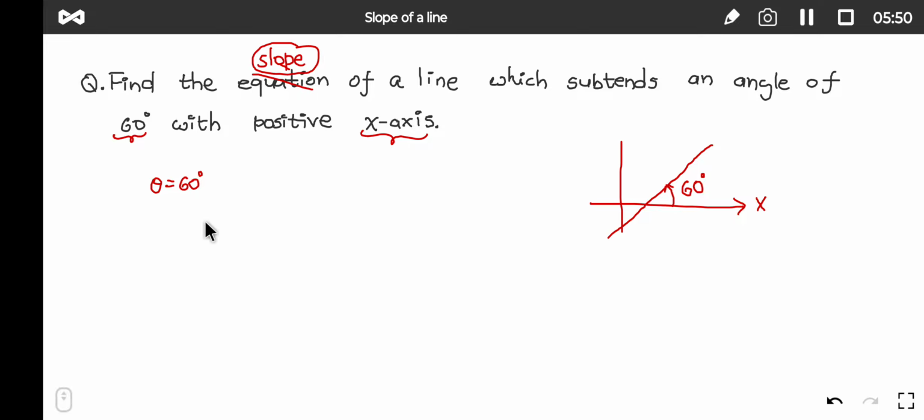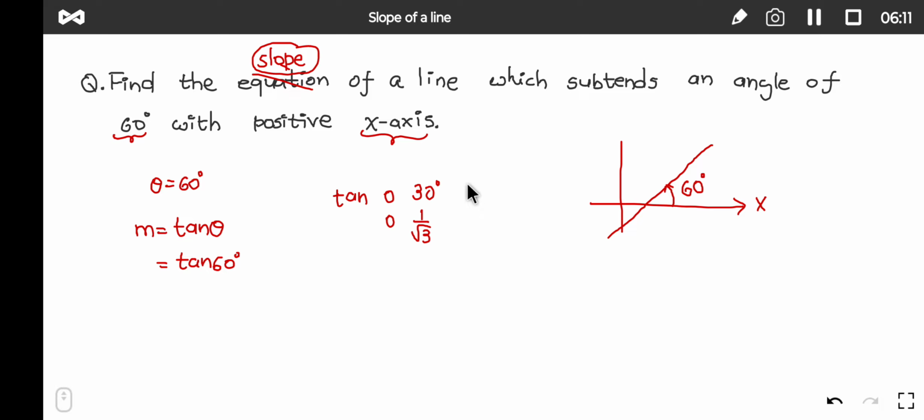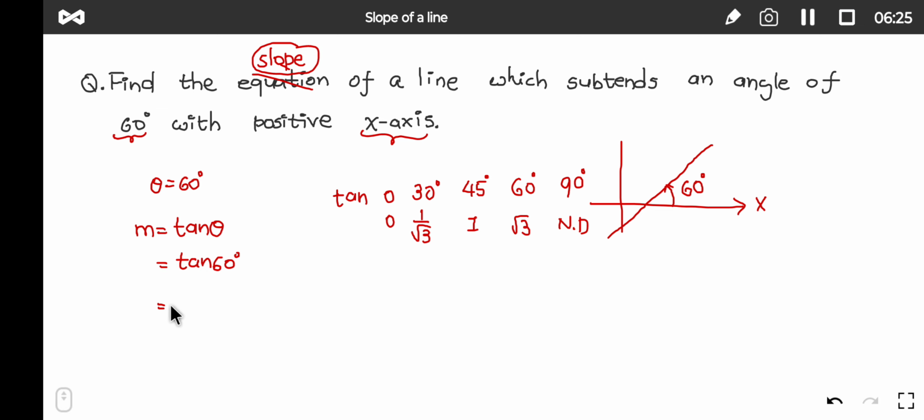In this question, theta is given, which is 60 degrees, and we have to find the slope. To find a slope when theta is given, we have the formula m is equal to tan theta. So tan 60. Now remember the values: tan 0 is 0, tan 30 degrees is 1 by root 3, tan 45 is 1, tan 60 degrees is root 3, and tan 90 degrees is not defined. So here we have tan 60 degrees, that means the answer is root 3. So the slope of this line is m is equal to root 3.